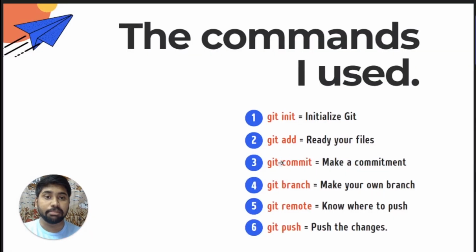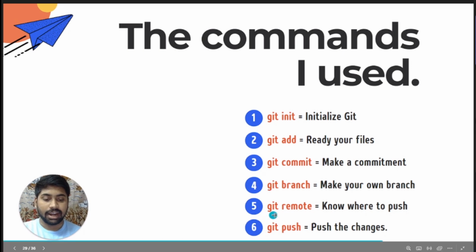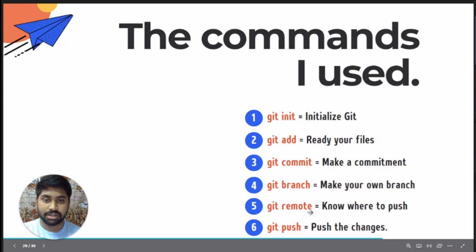You made a commitment. Git branch. You can make your own branch. I will talk about this branch concept later on. But for now, let's just understand git branch makes your own branch. That's all. Git remote. Know where to push, right?